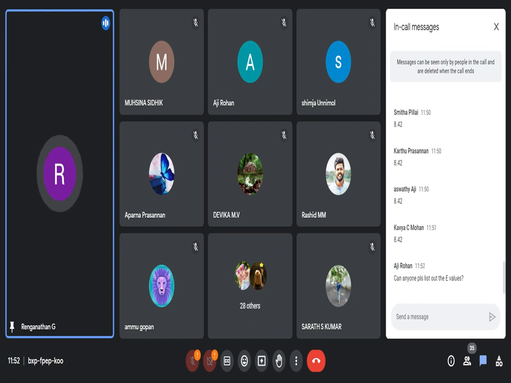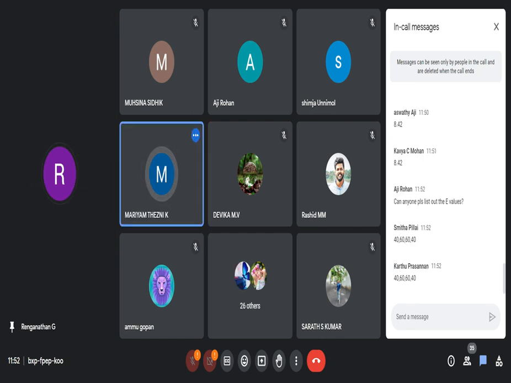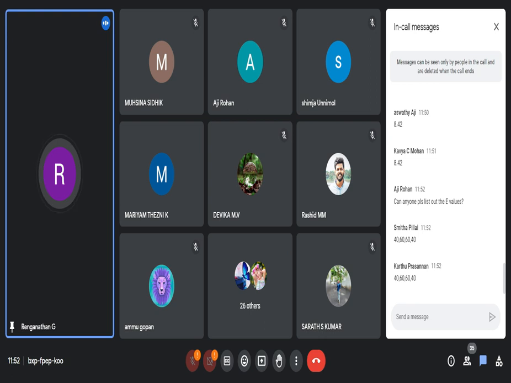And the table value, it is already, Aji Rohan, can anyone please list out the E value? Say, anybody tell me the E value? Can anybody say the E value? 40, 60, 60, 40. Oh, yes, 40, 60, 60 and 40. That is the E value.